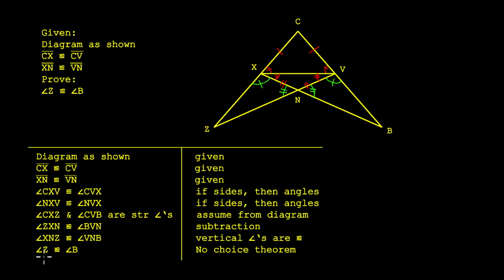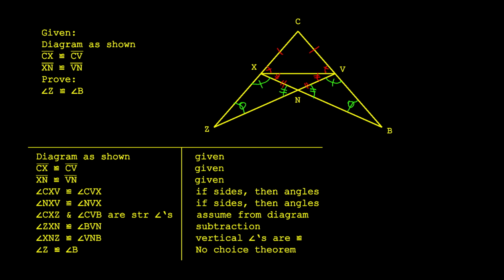Then angle Z is congruent to angle B, no choice theorem. So notice in triangle ZXN and in triangle BVN, these two angles are congruent with the single mark and these two angles are congruent with the double mark, leaving us with no choice but for these two angles to also be congruent. And that is our proof.